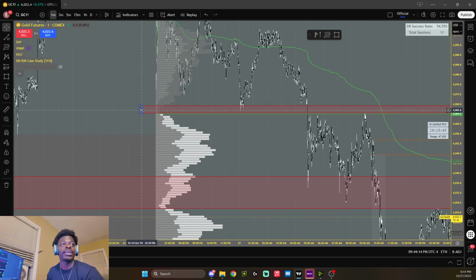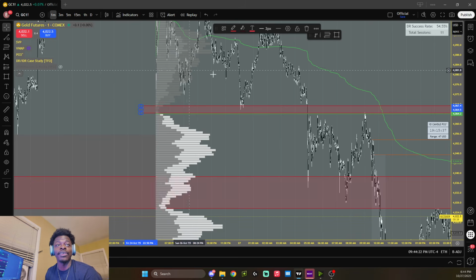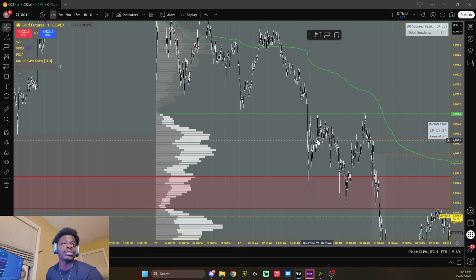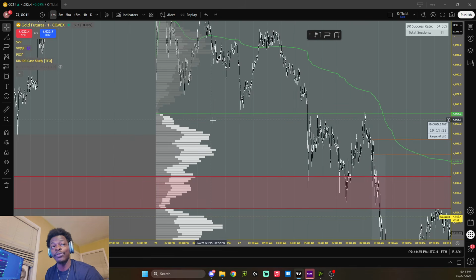So that is what a low volume node is, just areas of low volume on whatever you use. It could be your session volume profile, whatever volume profile you use. Could be heat map, it shows up on your heat map as well. Whatever order flow book or order flow tool you're using, any of those. Another nickname for it is fair value gaps, but not every fair value gap has a low volume node.